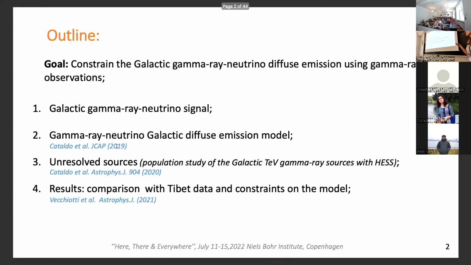But let me start. This is the outline of my talk. First I will describe briefly the galactic gamma ray and neutrino signal. Then I will introduce our model for describing the galactic gamma ray and neutrino diffuse emission. Then I will tell you how we perform an estimate of the unresolved sources that are too faint to be detected, and I will explain why these things are connected, so don't worry. And then I will tell you my results.